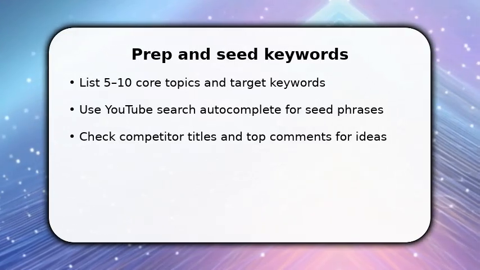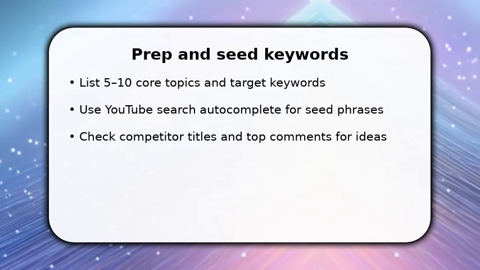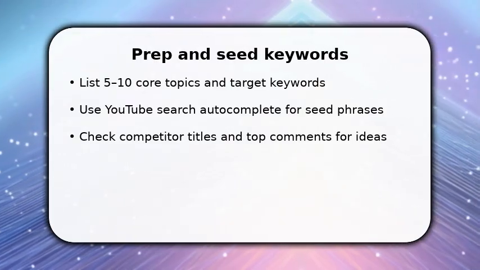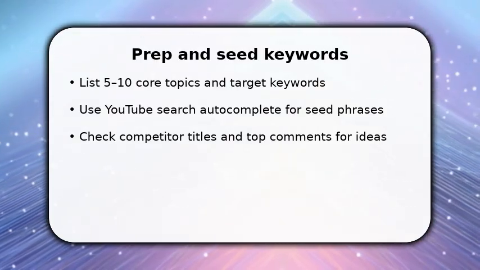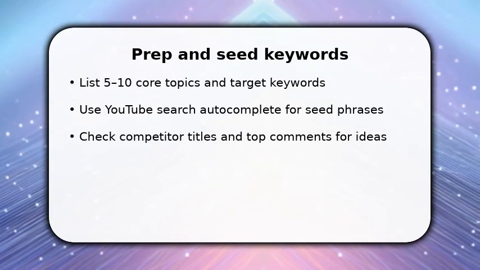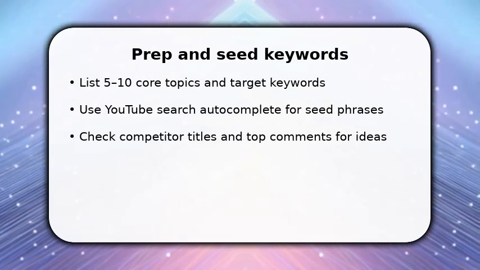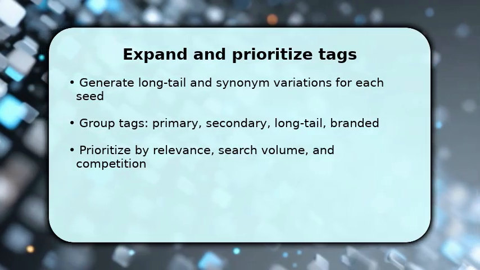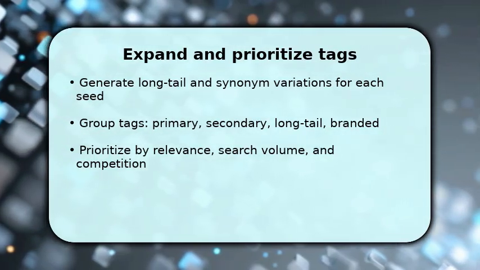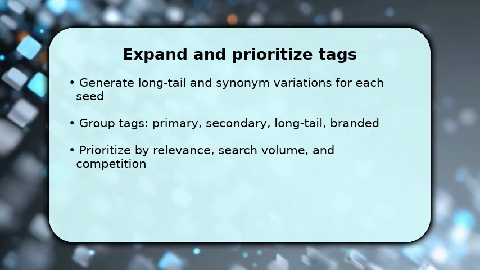Organize it by relevance and search intent so you know which tags will represent topic, variations, and long-tail phrases in the next step. Now expand each seed keyword into long-tail versions and synonyms. You can type seeds into autocomplete related searches and use simple spreadsheets to capture variations.